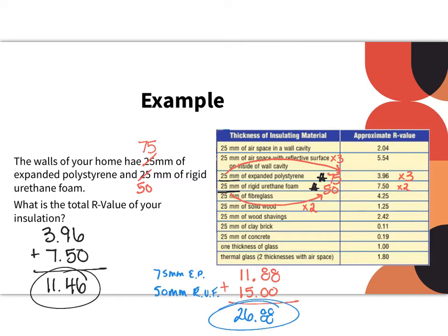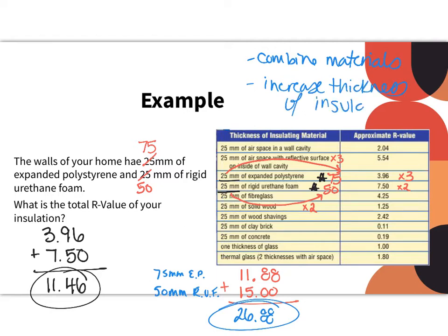So I can increase the R value two ways. I can combine materials, or I can increase the thickness of insulation. Two ways to increase the R value.